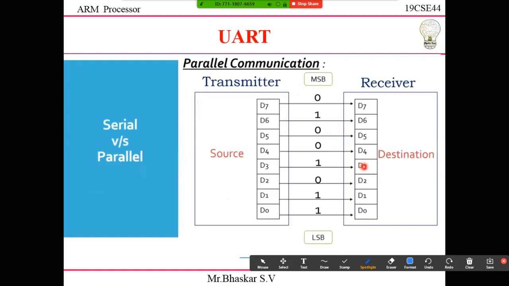Next, what are the different communications generally we are going to use? One is parallel communication, another is serial communication. Parallel communication means we can transmit all the bits in a single clock cycle. For example, here I'm going to take 8 bits, D0 to D7. Easily I can transmit them with a single clock from transmitter to receiver.